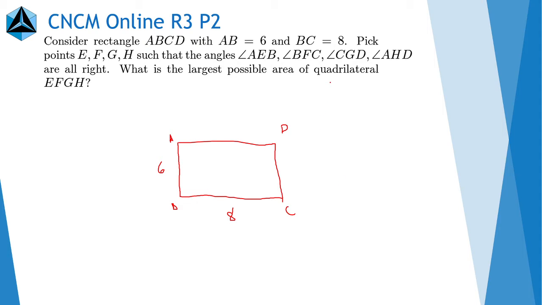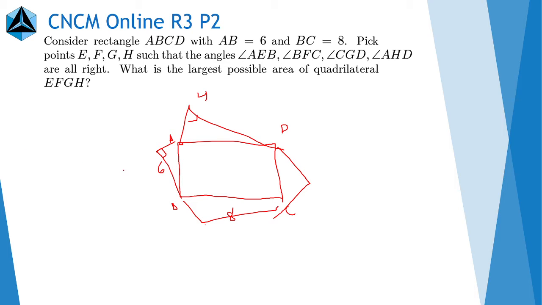And so we pick points E, F, G, and H such that angles AEB, BFC, CGD, and AHD are right. So basically, they're points. We pick one corresponding to each side. So this one would be point E, with a right angle. This would be point H, also a right angle. You'd want to find the area of the quadrilateral, but we want to find the largest possible area.